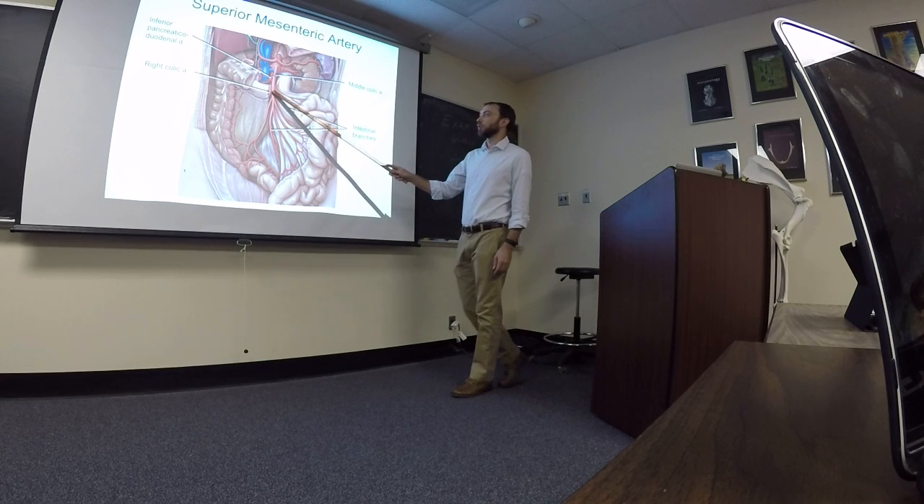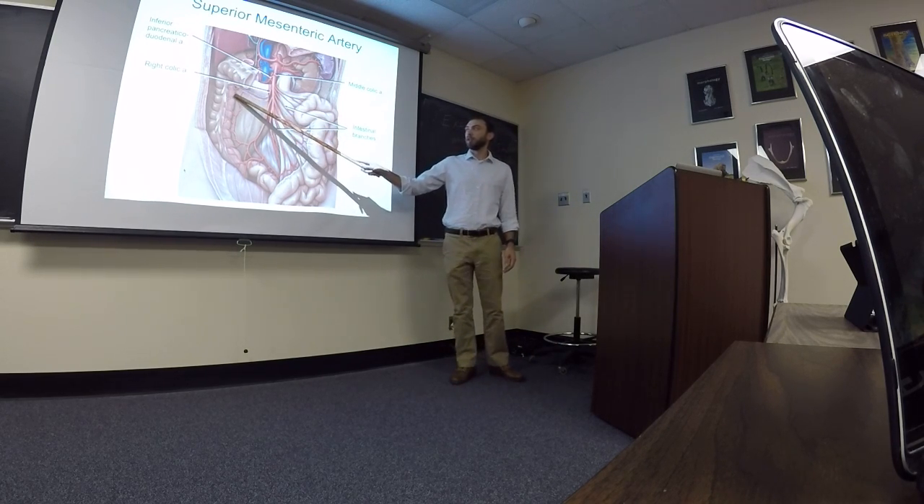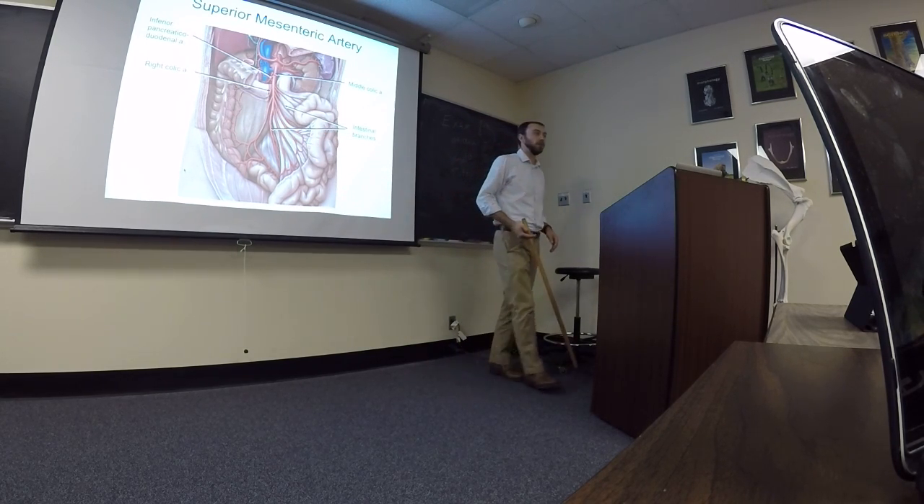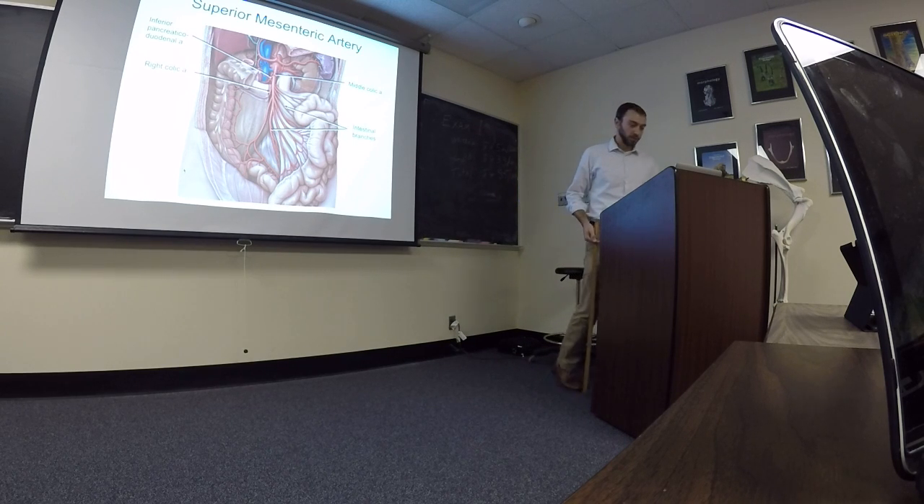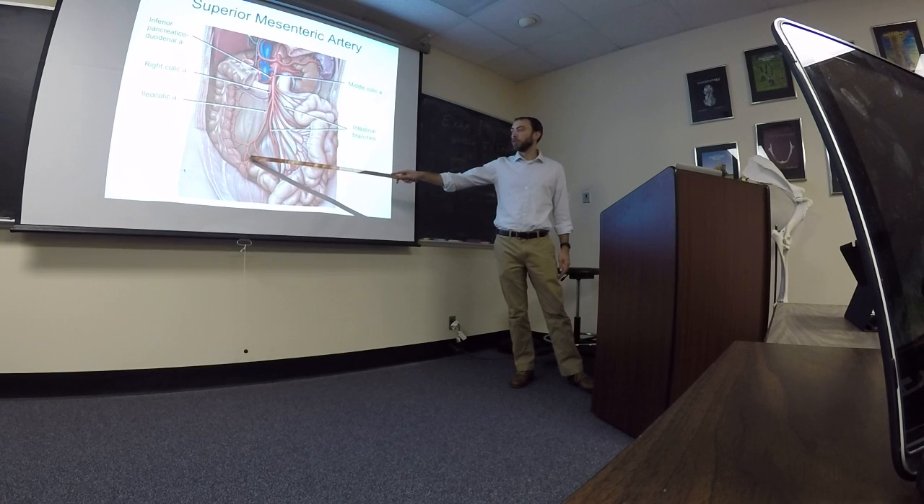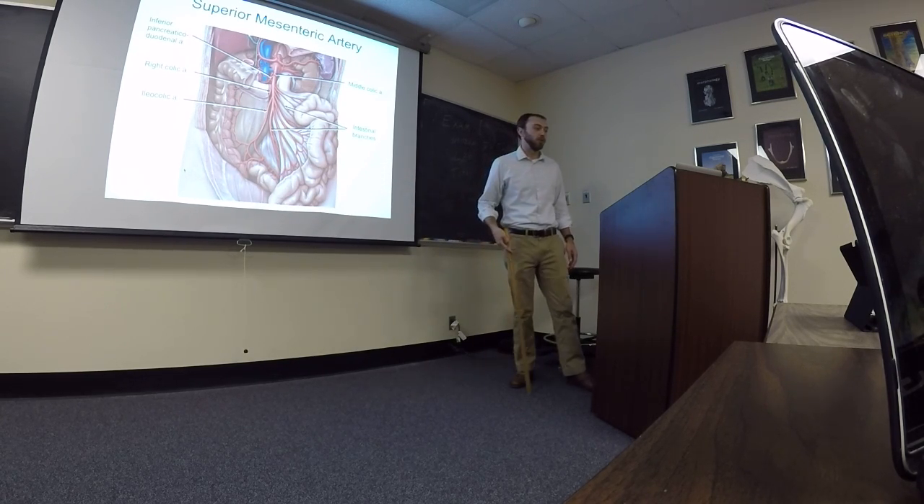Then we have an artery that's going to come over towards the ascending colon, the upper part of the ascending colon, and this will be called the right colic. And there'll be a branch that will run down towards the ileocecal junction down here, and this is called the ileocolic.